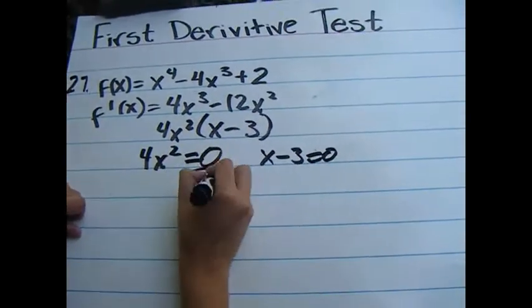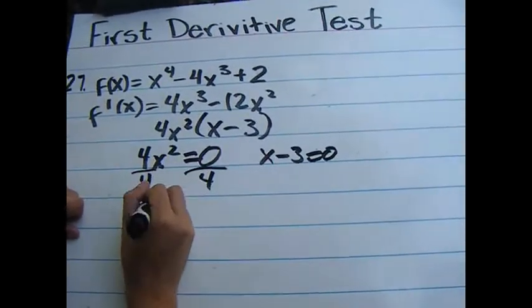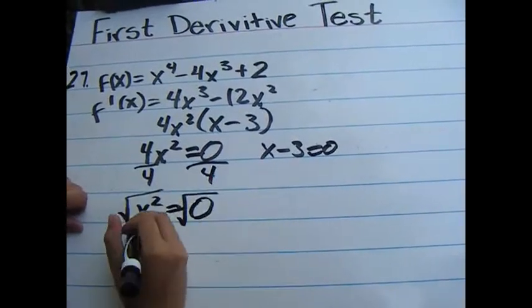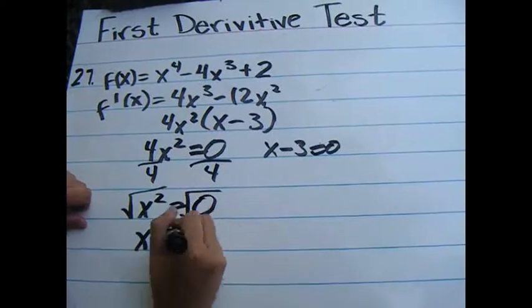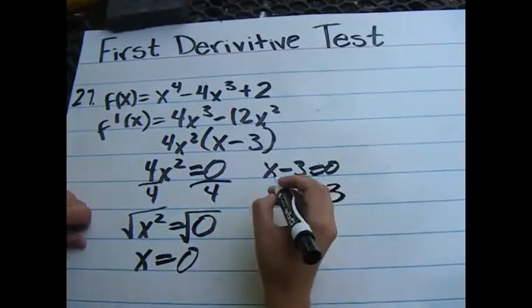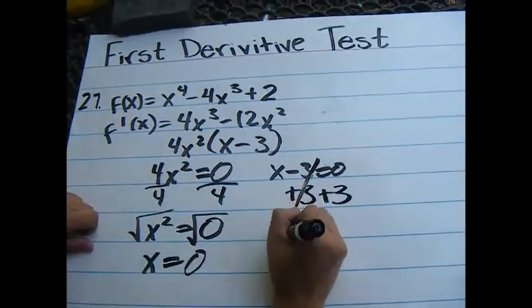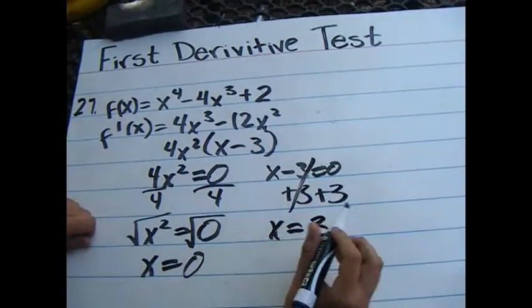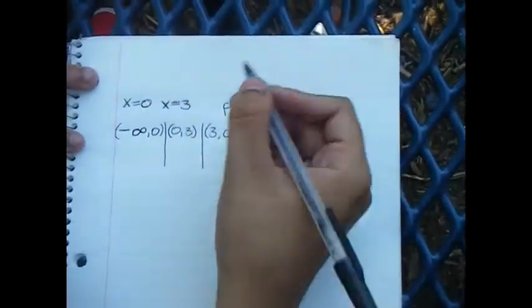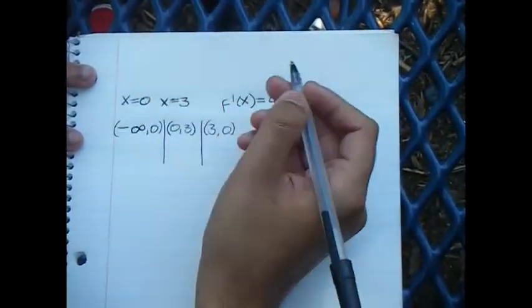So if you do this, you divide by 4, you get x squared equals 0. You take the square root, then x would be 0. For this one, you add 3 to both sides, and you get that x is going to equal 3. Boom. Okay, so now that we have our critical points, we're trying to find out exactly what the derivative is doing as it approaches those points.